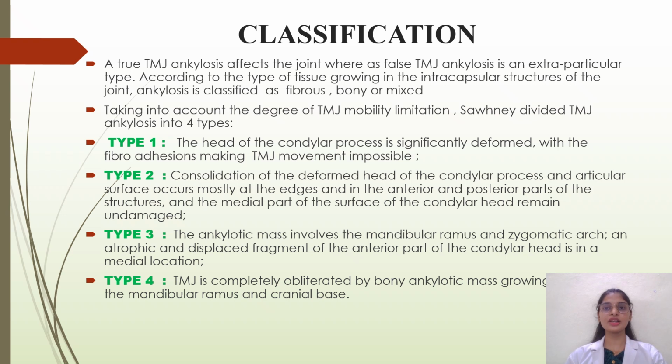According to Sawhney, based on how the joint movement is limited, it is of four types. Type 1, the joint is badly damaged due to tissue growth and jaw movement is not possible. Type 2, the joint is partly damaged but some parts are still normal. Type 3, the joint and nearby bones are affected and the jawbone is displaced. Type 4, the joint is fully blocked by bone growth between the jaw and skull.